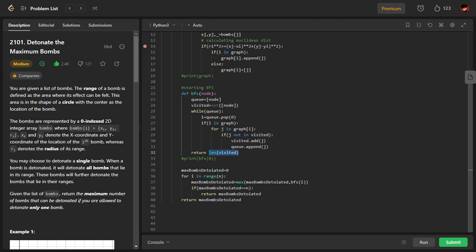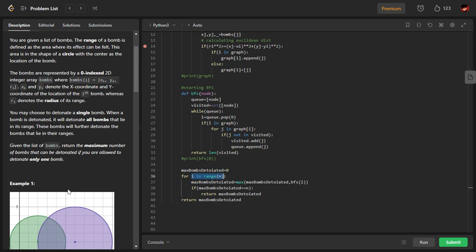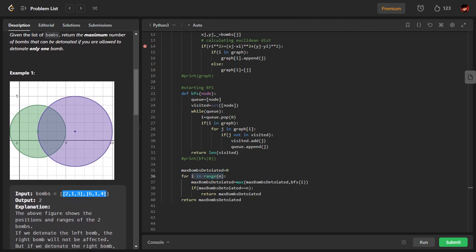So this variable I'm creating, maximum blocks detonated, I will initialize with 0. And now I will be going through each of the nodes again, each of the bombs again. I will start a BFS traversal from it. This is what I'm calling BFS of i. It will return me the number of bombs that will be blasted if I start blasting the ith bomb.